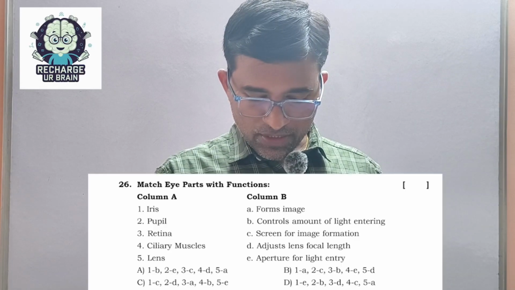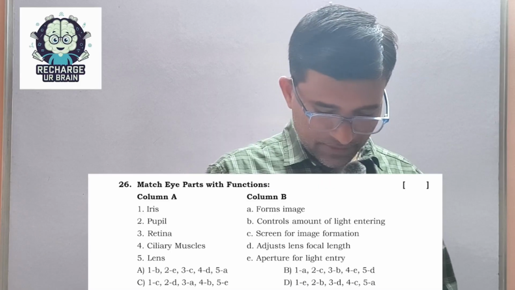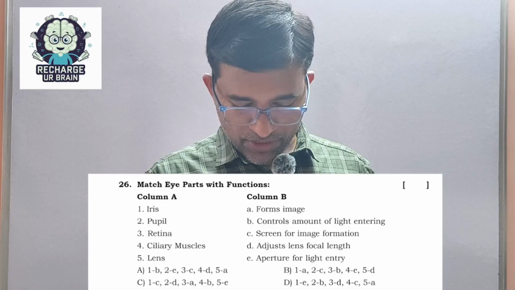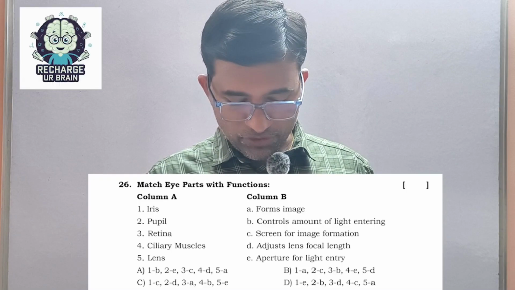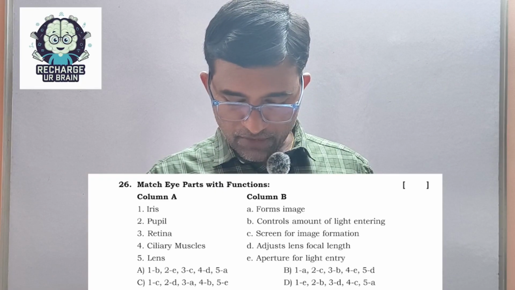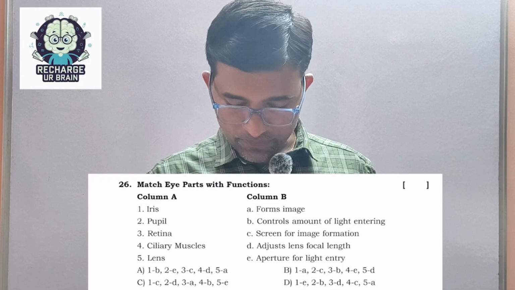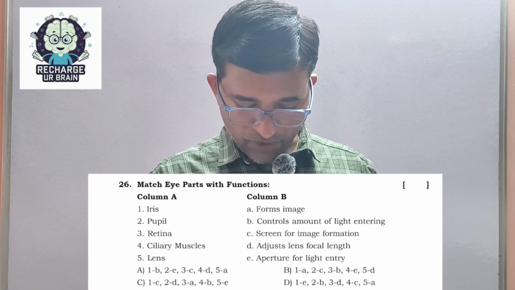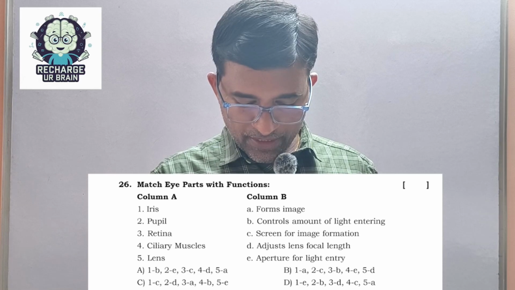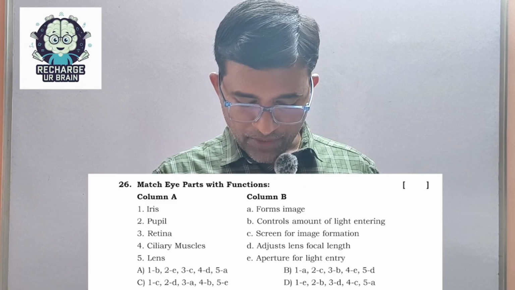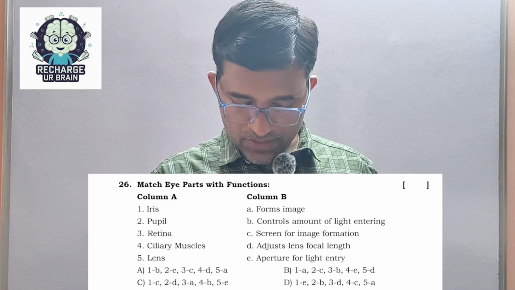Okay, next, match eye parts with functions. 26th question. Iris: we know that the iris main function is controlling the amount of light entering. We know that the pupil main function is aperture for light entry. Next, retina: screen for image formation. Third one is C. And ciliary muscles: adjusting the lens focal length, D. And lens. Lens is useful.